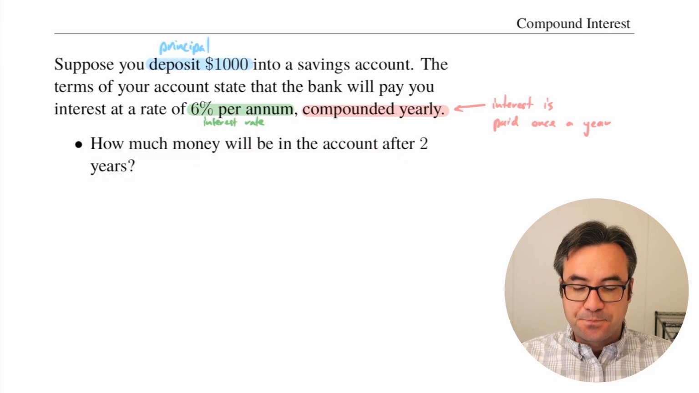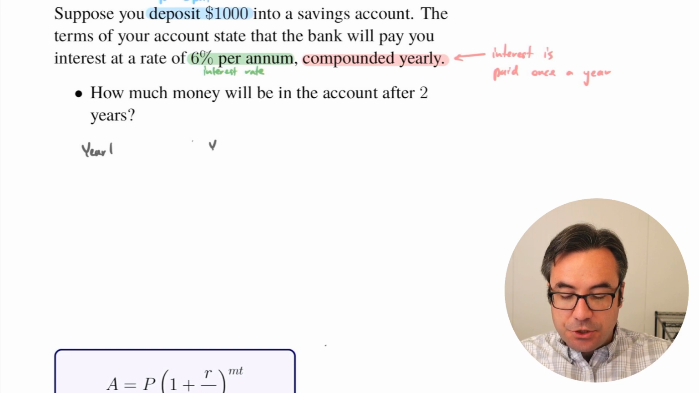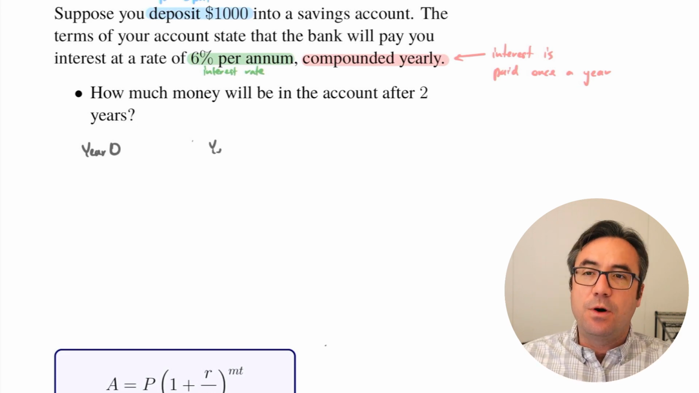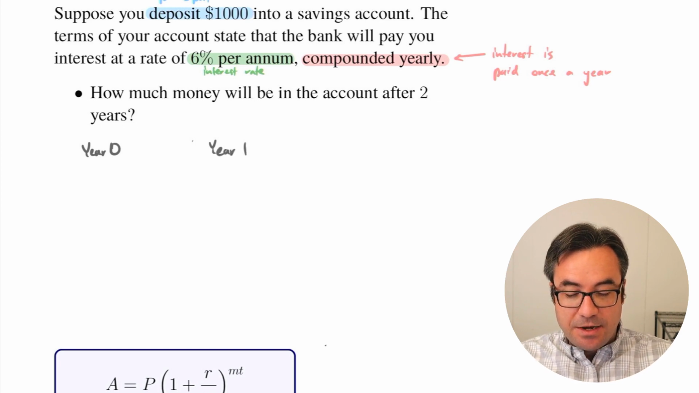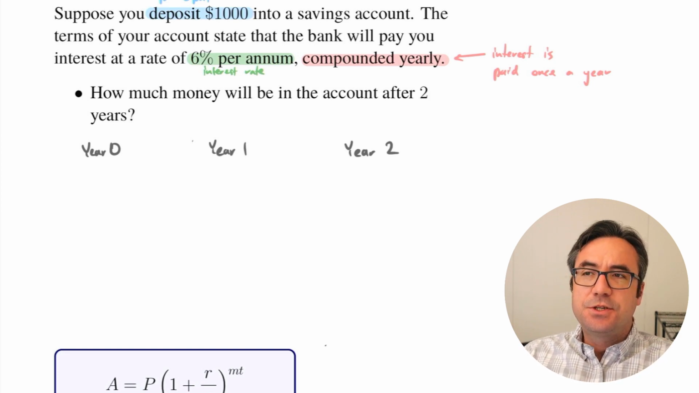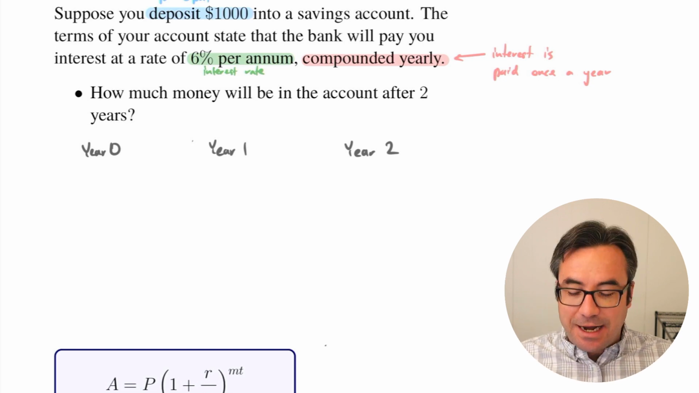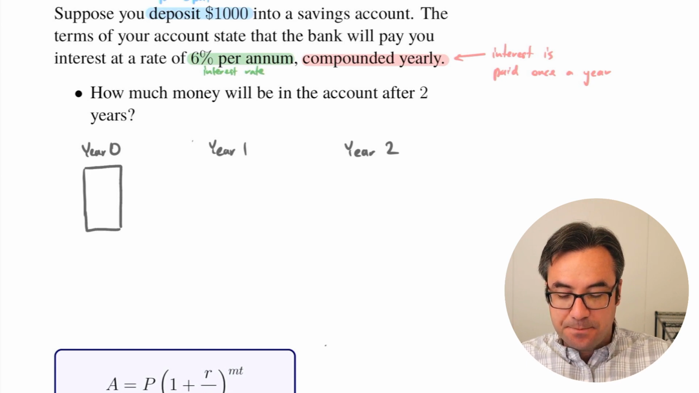All right, so let's diagram this out. We'll think year 0, so we want to think about what we start with. Then year 1, and then year 2. All right. So let's imagine our account as a bucket, and we're just filling it with money.